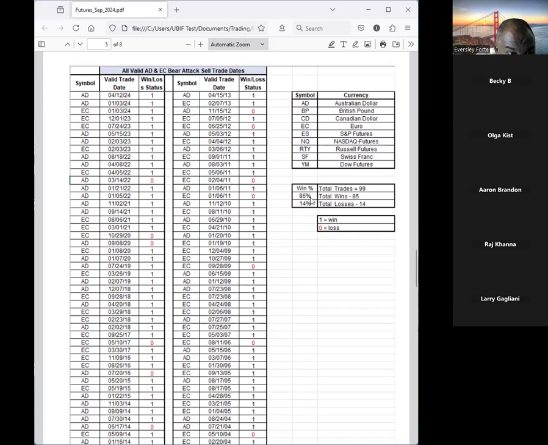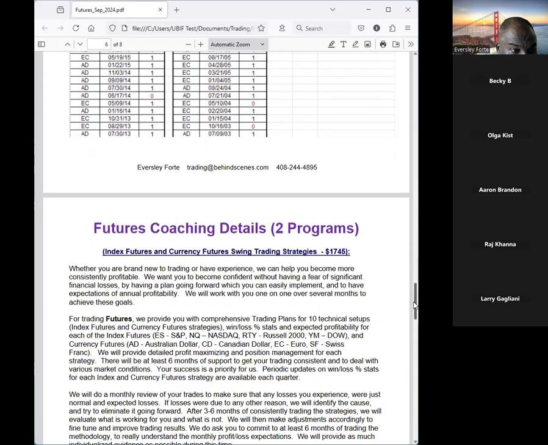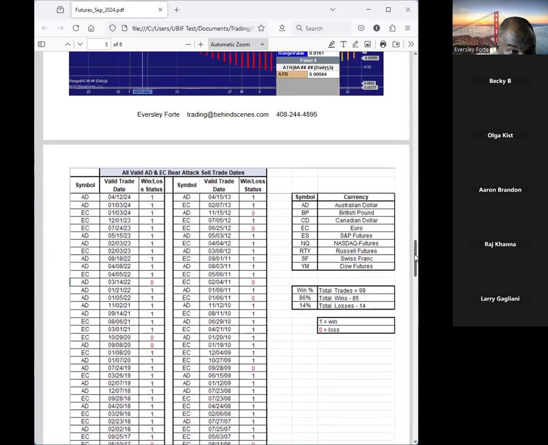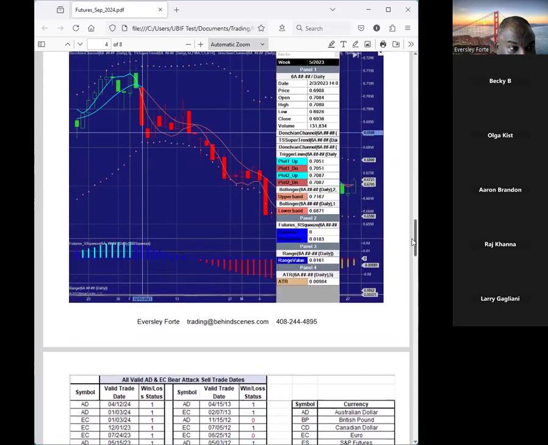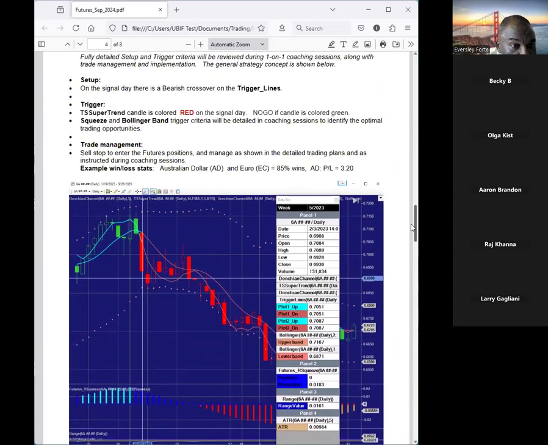So 85% wins very consistently on both Euro and Aussie since 2003. If you're going to be reviewing this on your own, trying to set it up on your own, you can use those dates to confirm that your personal setup matches ours.